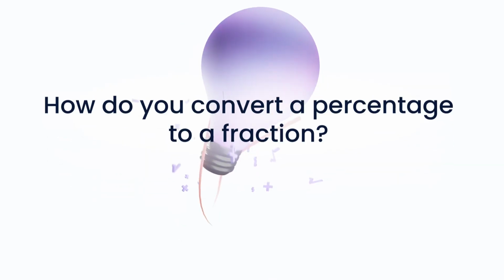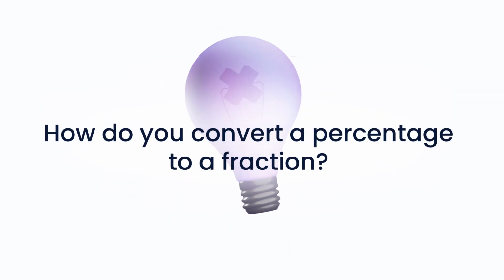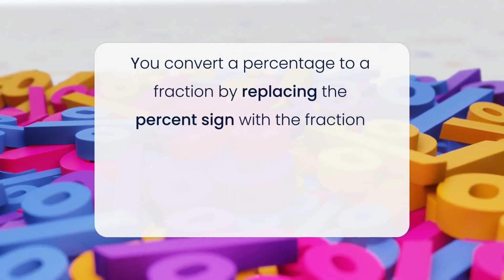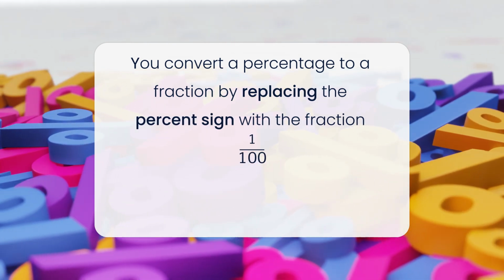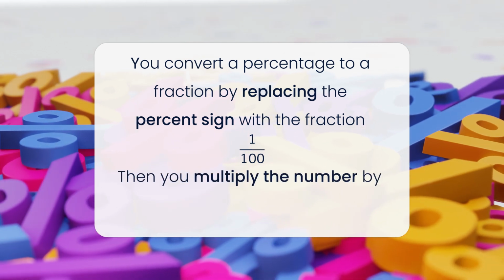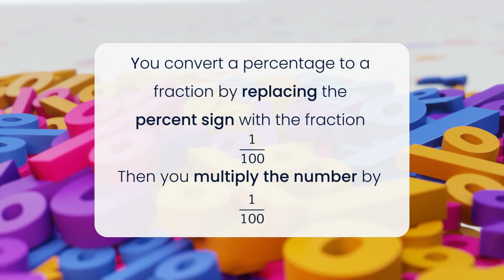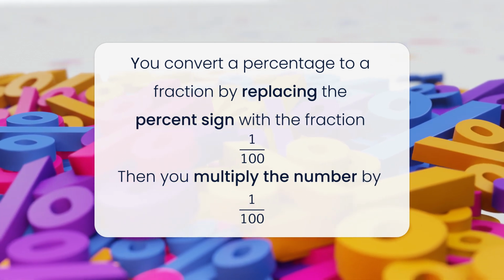How do you convert a percentage to a fraction? You convert a percentage to a fraction by replacing the percent sign with the fraction 1 over 100. Then you multiply the number by 1 over 100. Let's look at an example.